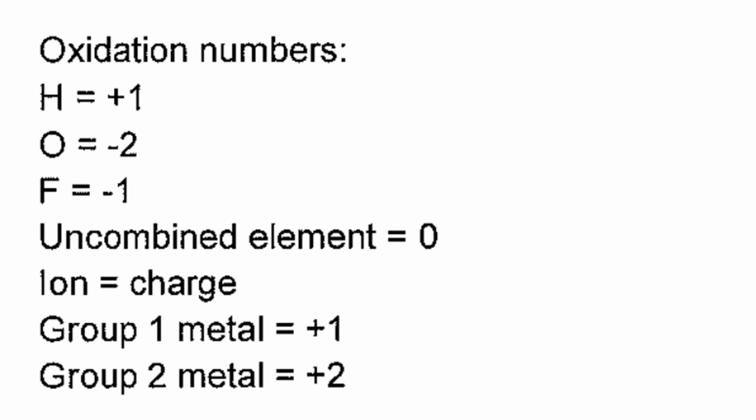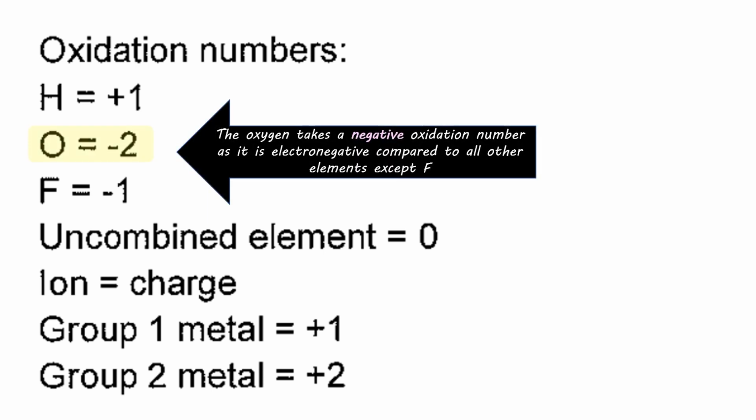So let's remind ourselves with a little bit of the oxidation number rules, just focusing on oxygen because that's the one we're interested in. It takes a negative oxidation number as it's electronegative compared to all other elements except for fluorine. Now there's exceptions to that. When fluorine is in a compound, it's always -1.